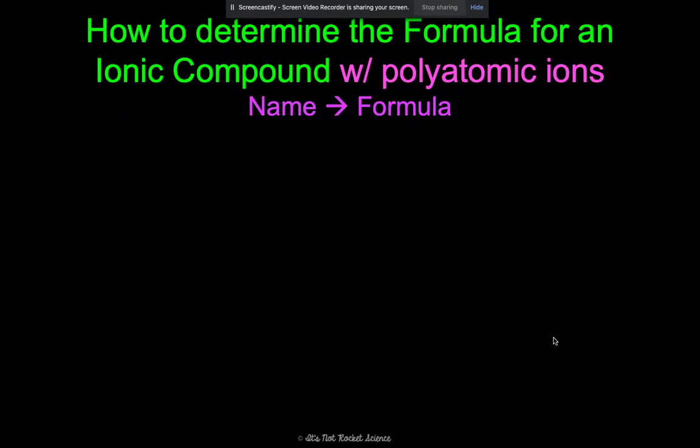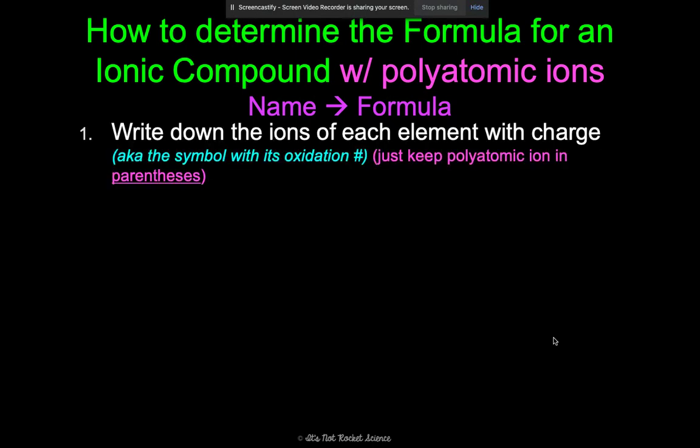Then how to determine the formula for an ionic compound with polyatomic ions. We're going back from the name to the formula. So you're going to write down the ions of each element with the charge. The only difference here is you're going to use the polyatomic ion in the parentheses. You're not taking it out.